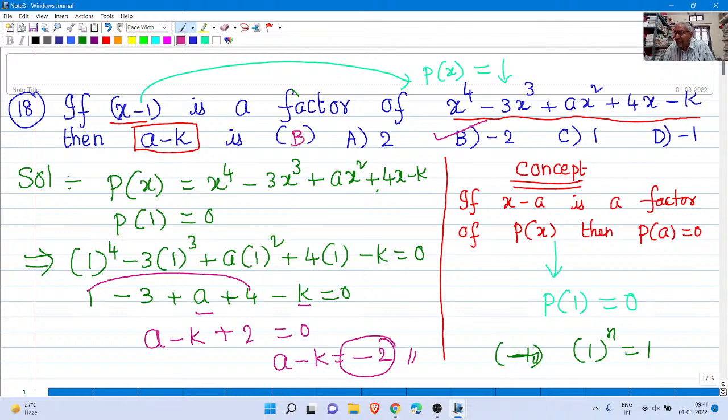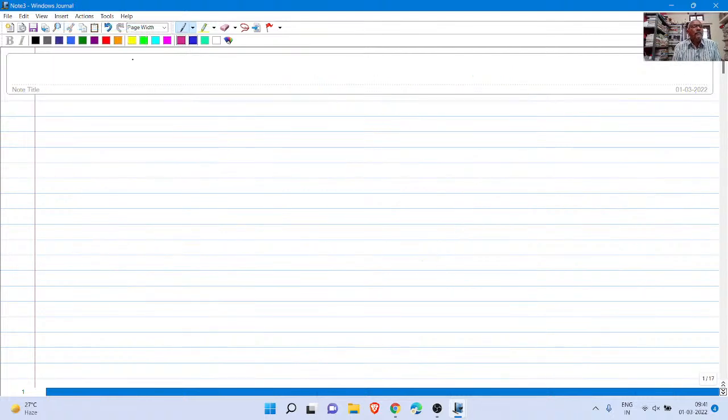Right, Uday Kumar, absolutely correct you are. Option 2 or option B is absolutely correct. So let us move to next question. Next question. The 19th question.